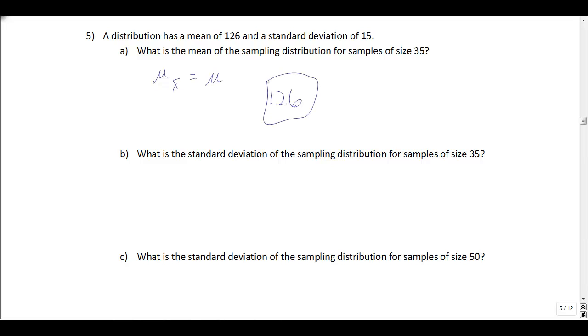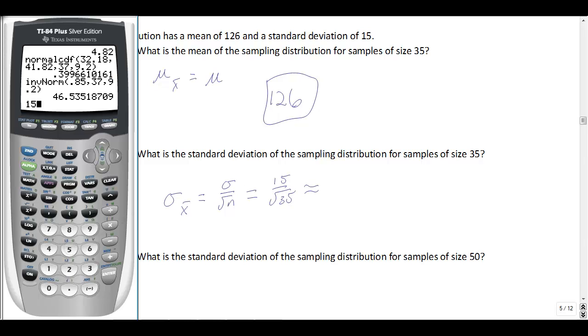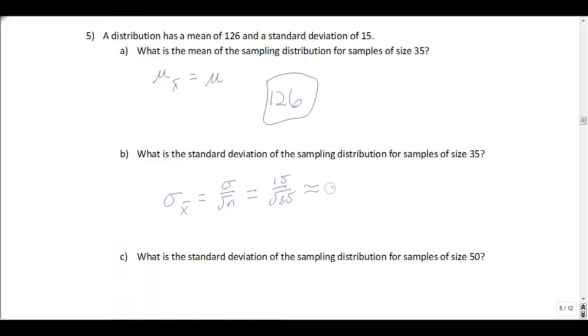So short and sweet. Standard deviation of the sampling distribution, that's sigma of x bar. The formula is sigma, the standard deviation of the original distribution, divided by the square root of the sample size, that's our 35. So we get 15 divided by square root of 35, which, let's change that to a decimal, we get like 2.54. So our standard deviation shrinks from 15 to 2.54.